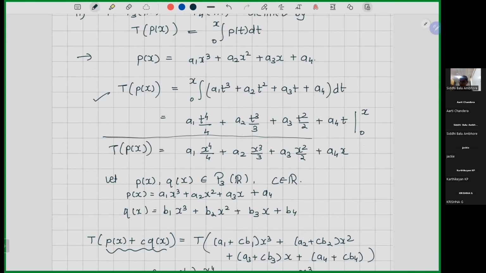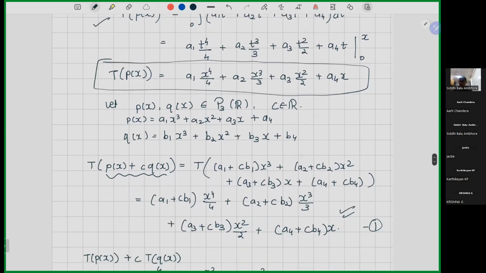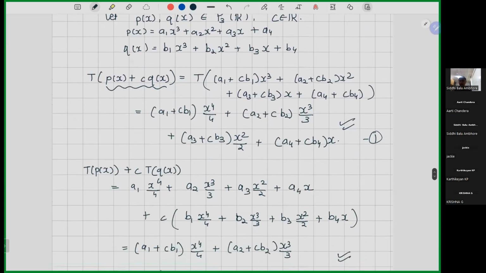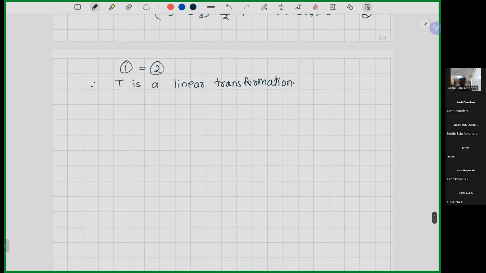Let me draw this box. I hope this is clear. If you have any doubt, please write it in the chat or unmute yourself and ask.